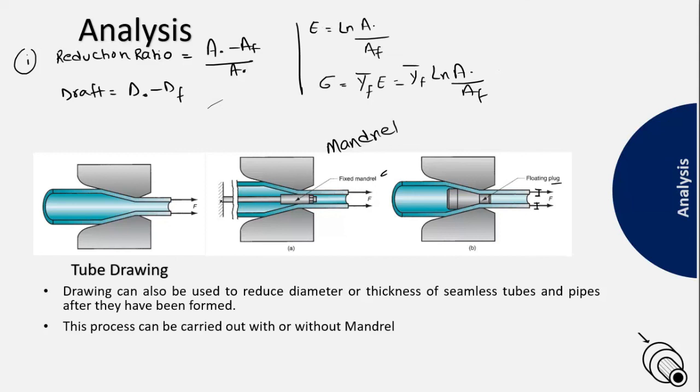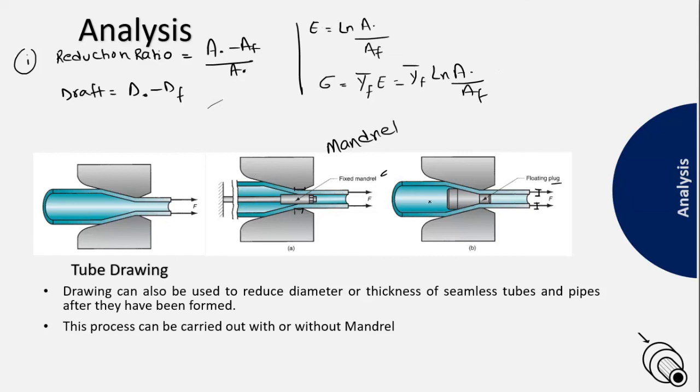A mandrel is a supported metallic plug, you can say. We can have it in the die, at the bearing surface of the die. So the remaining opening would be the thickness of the tube. This is how we can reduce the thickness of the tube, whatever we want to reduce.